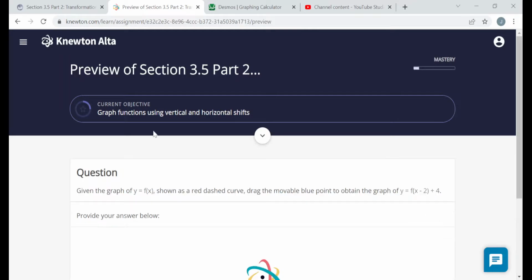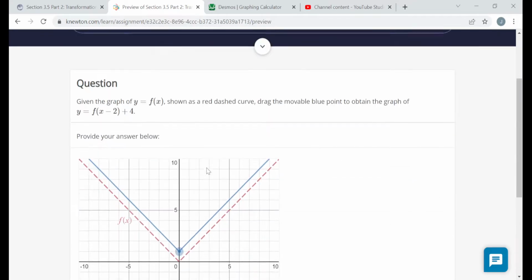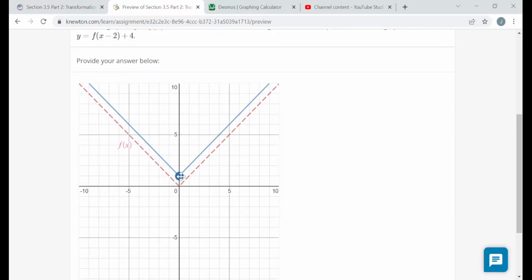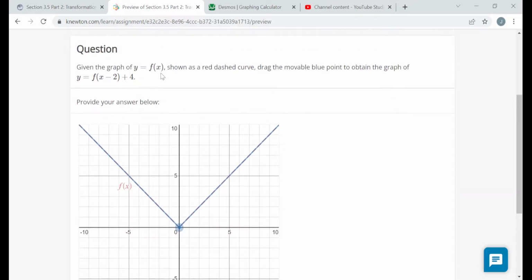All right, so we're back to, again, this objective with vertical and horizontal shifts. Once again, the red dotted graph is the original. I'm going to move the blue graph on top of it. So there's the original, y equals f of x. And it's just like the last one, move the blue point there to move the graph vertically and horizontally to match y equals f of x minus 2 plus 4. See, there's plus 4 on the outside, meaning up 4. 1, 2, 3, 4. There's the graph moved up 4.